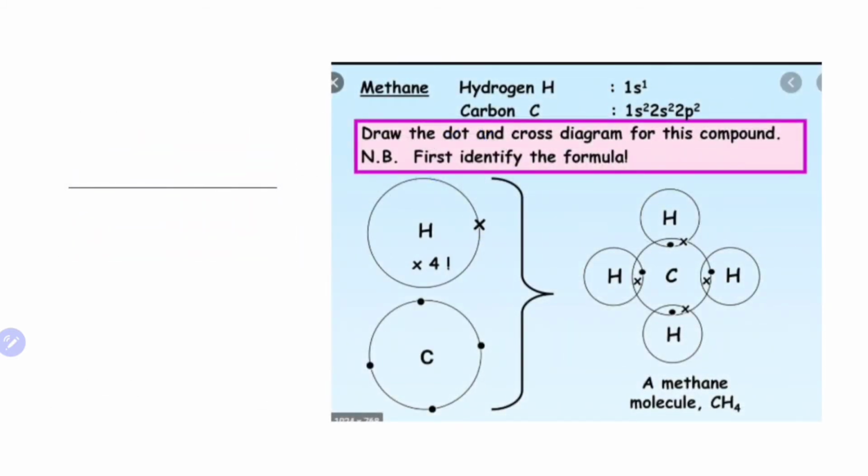For methane, CH4, C is number 6, so the configuration is 2 and 4. So the valence electron is 4. So there are 4 single electrons ready to attach to hydrogen, but hydrogen only has 1. So one carbon atom will need 4 hydrogen atoms. So the H is times 4. We need 4: 1, 2, 3, 4. So the molecular formula of methane is CH4.